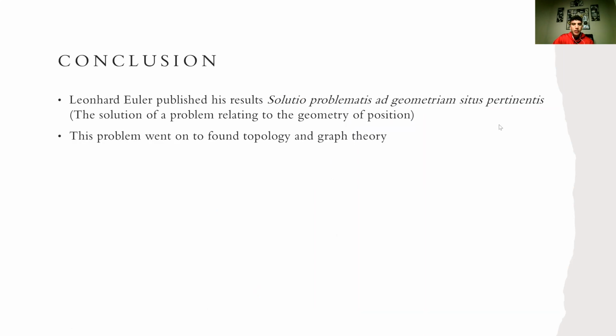So in conclusion, Leonhard Euler published his results in Solutio problematis ad geometriam situs pertinentis, which means the solution of a problem relating to the geometry of position. This problem went on to found topology and graph theory. Topology is the study of the surfaces of shapes, of 3D shapes, and graph theory, which is what we just went over, is basically networking.